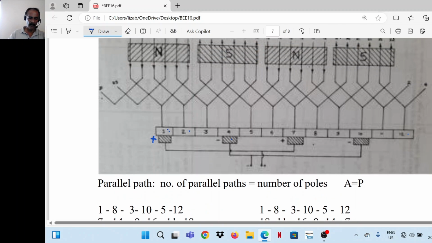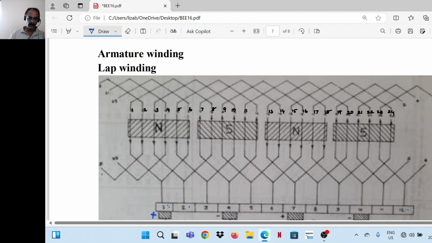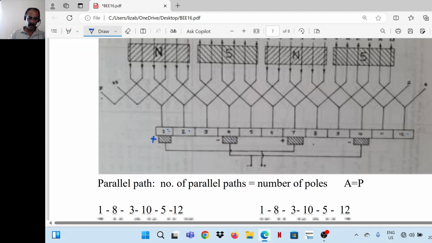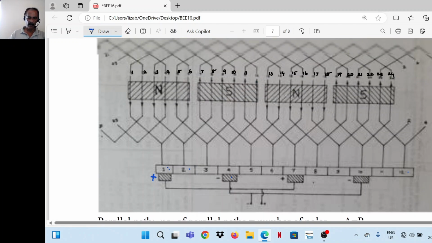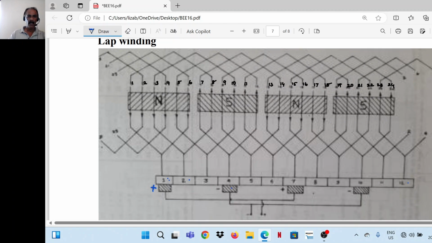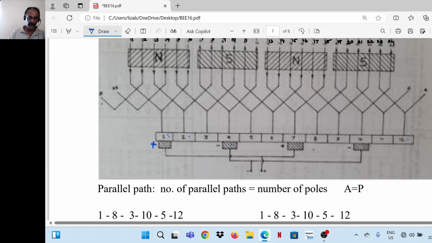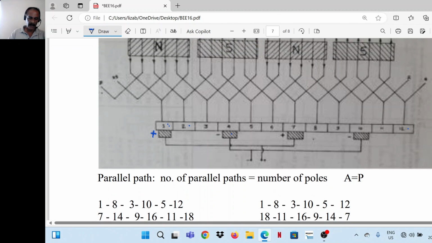1, 8, 3, 10, 5 top. So similarly, you can trace the other group of conductors which are connected in series coming across north and south poles. So 7, 14, 9, 16, 11, 18.